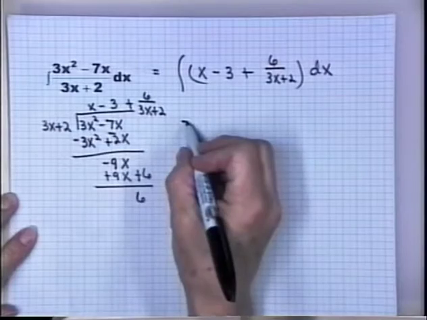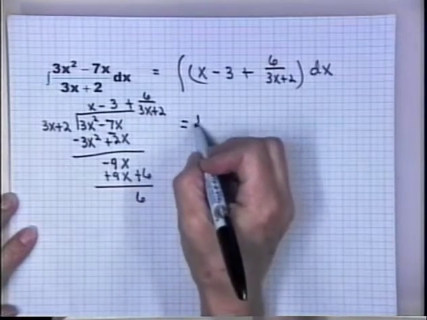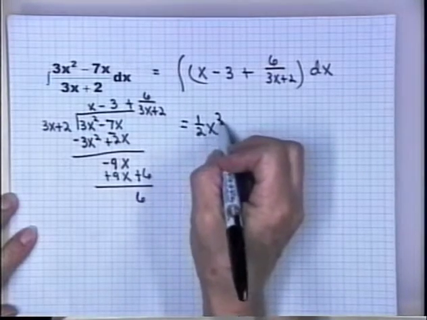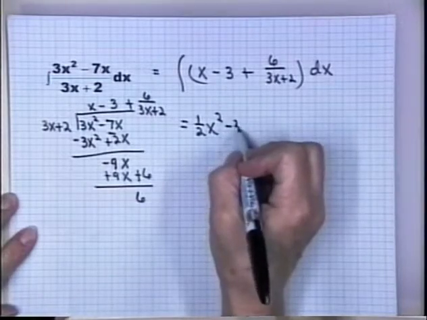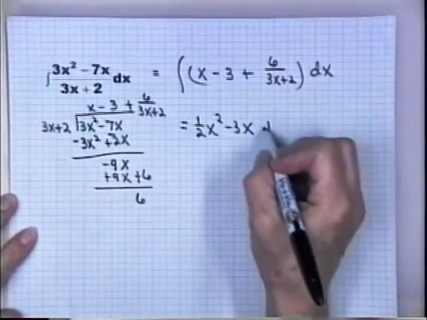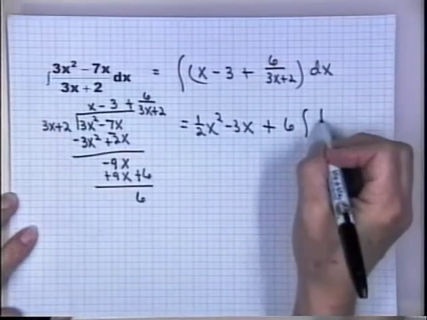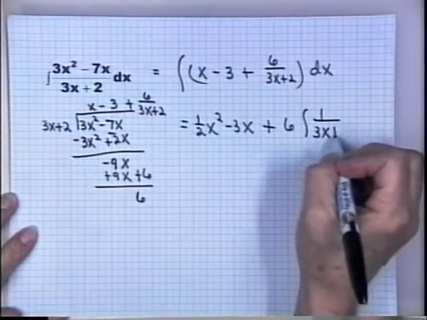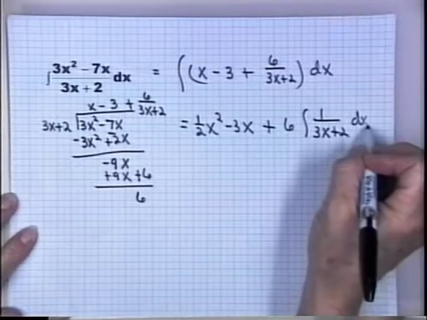Well, look what we can already do. The antiderivative of x is 1/2 x squared. The antiderivative of minus 3 is minus 3x. Now we are going to need to work on this one. I'm going to pull the constant in front. 1 over 3x plus 2 times dx.